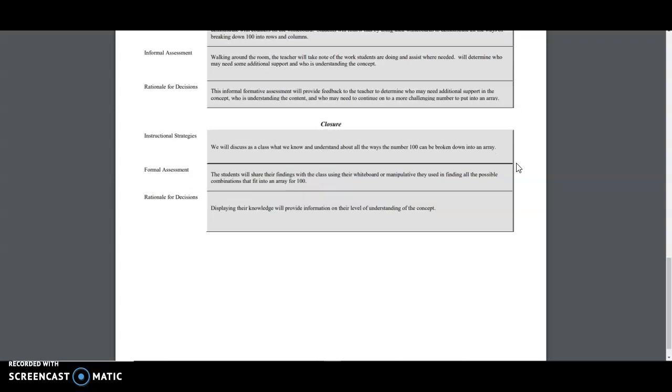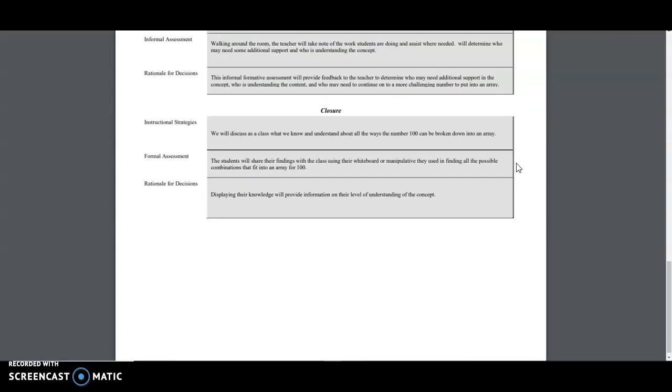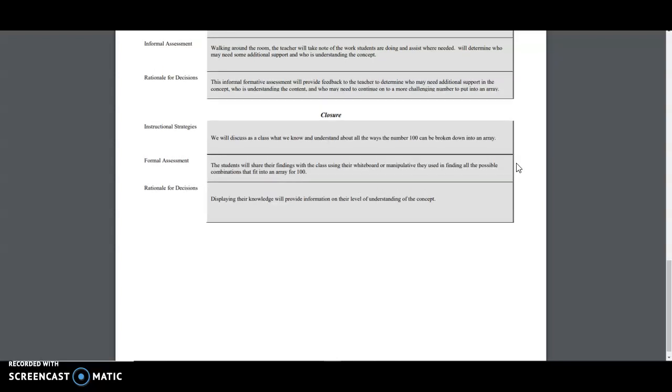And for the closure, we will discuss as a class what we know and understand about all the ways the number 100 can be broken down into an array. In the formal assessment, the students will share their findings with the class using their whiteboard or manipulative they used in finding all the possible combinations that fit into an array of 100. And the rationale for that is by displaying their knowledge, this will provide information on their level of understanding of the concept.